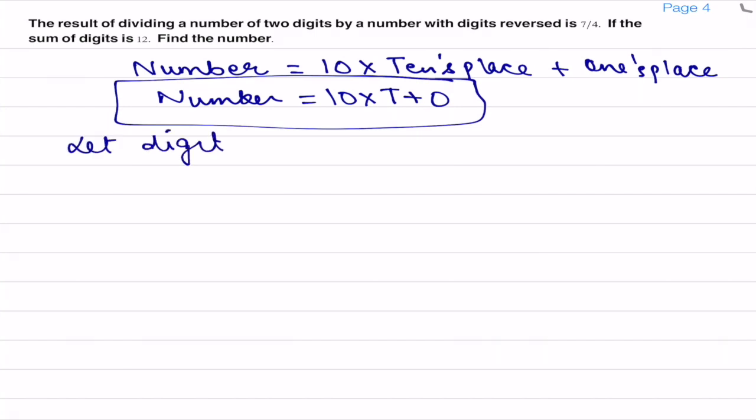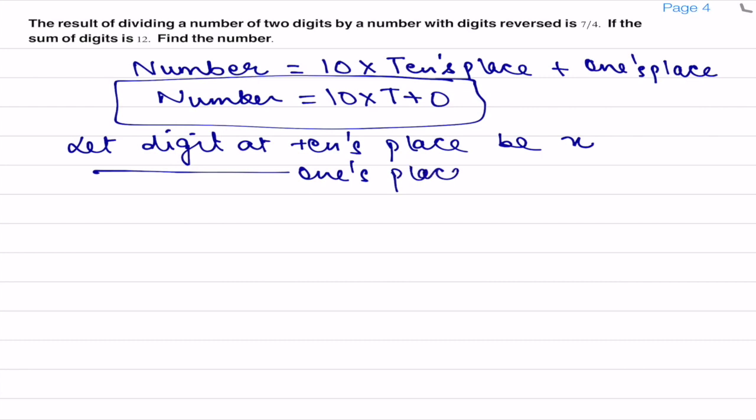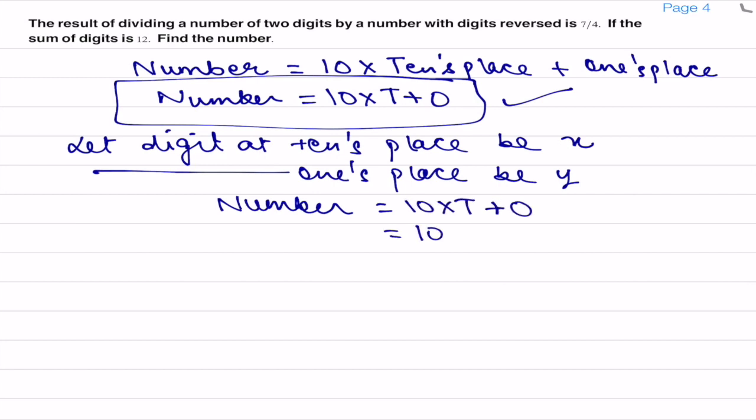First we have to suppose two digits. Let the digit at tens place be x and the digit at ones place, or you can say the unit place, is y. Now we can make a number by substituting the value of tens place and ones place in this given formula. The formula is 10 into t plus ones. So tens place we have taken it as x, ones place we have taken it as y. So our given number is 10x plus y.